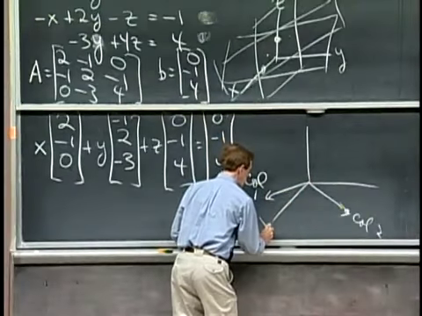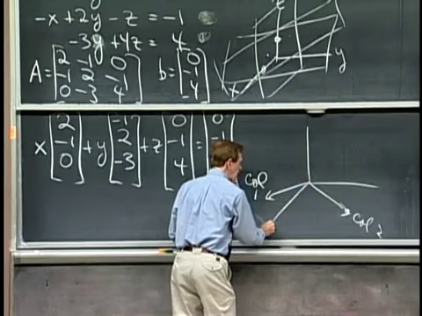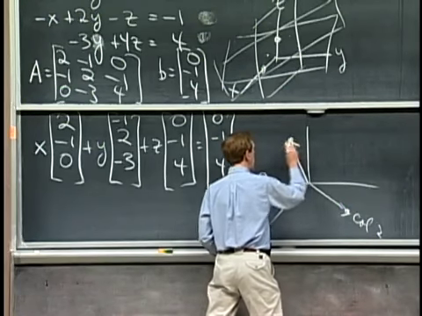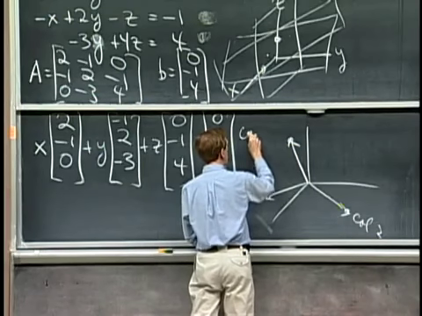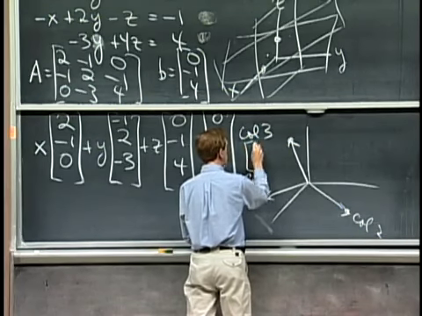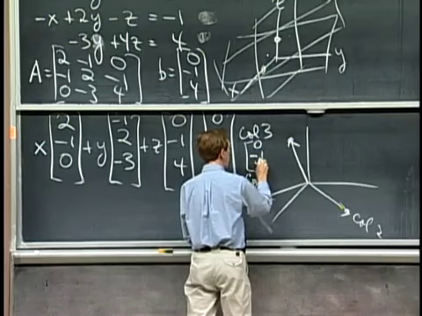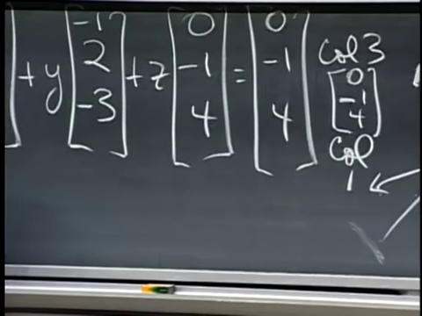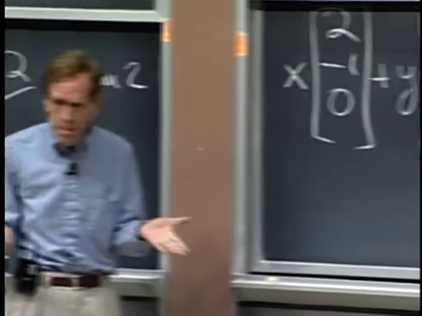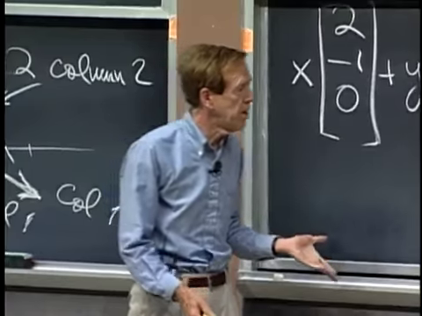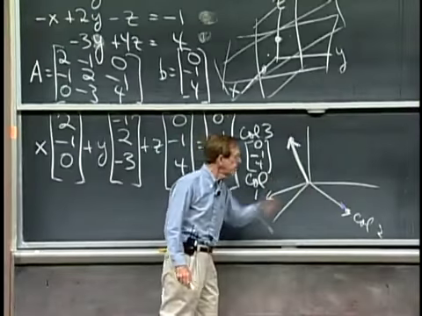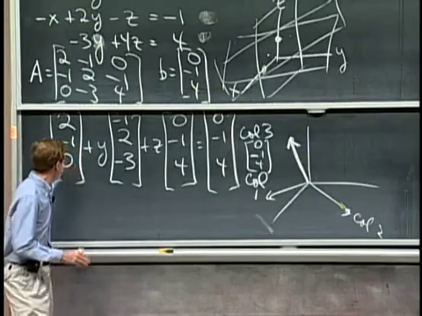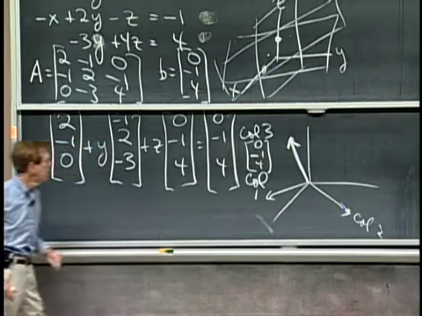So how shall I draw that? Nothing in the first component. The second component was a minus 1, maybe up here. That's column 3. That's the column 0, minus 1, and 4. This guy. So again, what's my problem? What this equation is asking me to do is to combine these 3 vectors with the right combination to produce this one.